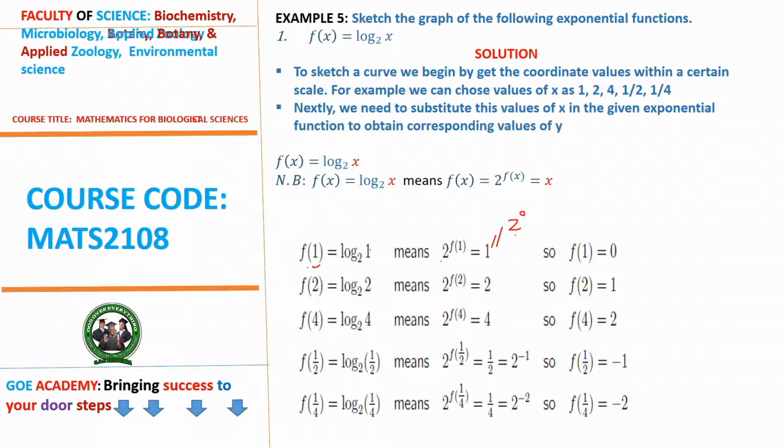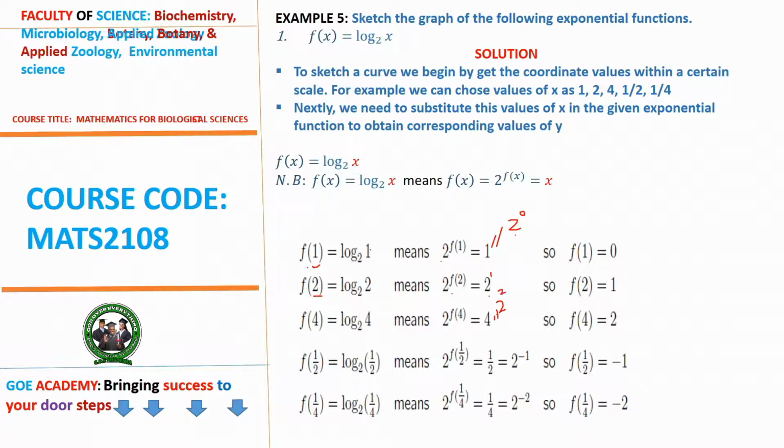Same thing when we have f(2), that's when x becomes 2, we have log 2 base 2. If you transpose to index form, you have 2 raised to the power f(2) equal to 2. For any number which does not show a power, you always know the power is 1. Since the bases are the same, we equate the powers, so f(2) equals 1. Same thing with 4. We have 2 raised to the power f(4) equal to 4. You know that 4 is the same as 2 raised to the power 2. Since the bases are the same, we equate the powers, so f(4) equals 2.